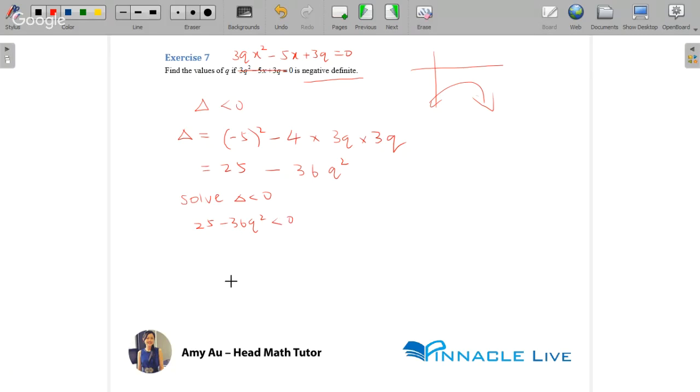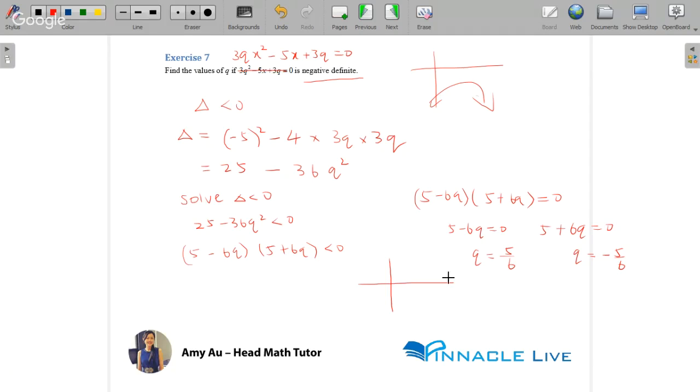Now, quadratic inequality means you should try to use a graph to assist. I'm going to factorize it first. In other words, just on the side here, if you solve this to 0, you've got 5 minus 6q is 0, 5 plus 6q is 0, so q equals 5 on 6, and this one, q equals minus 5 on 6. All right, so that just tells you, if I was to quickly whip up this graph, where are the intersections? So minus 5 on 6 and 5 on 6.